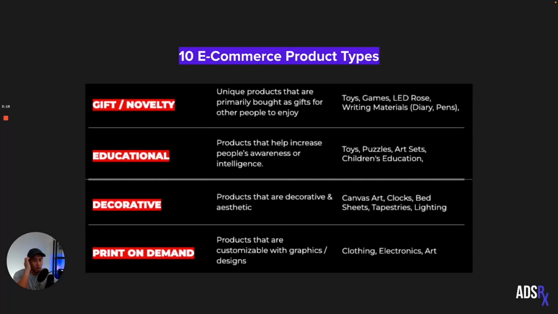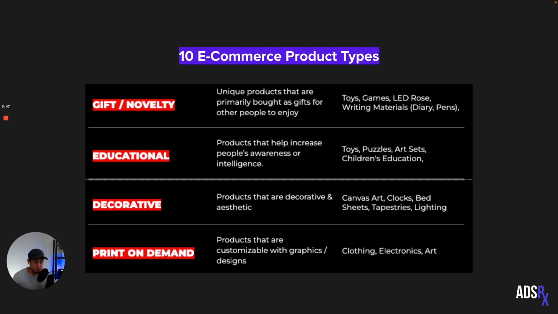Next is gift and novelty. These are products that are primarily used as gifts. So toys, games, writing materials. You can even think of cards, roses, that type of stuff. Next, you have educational. These are here to increase your intelligence, increase your awareness, right? Toys, puzzles, art sets, children's foundations, lots of kids' toys and stuff like that.